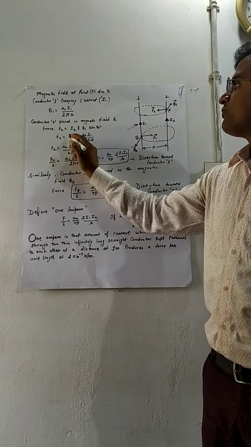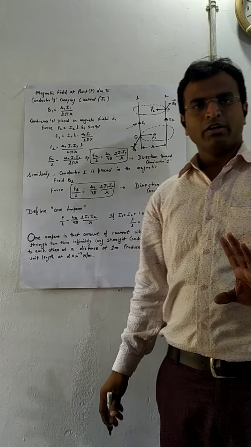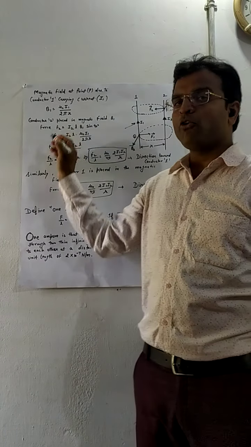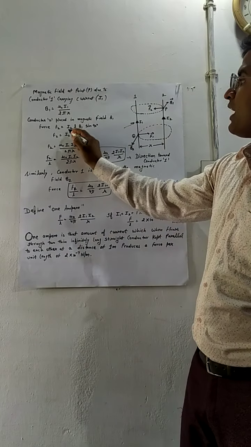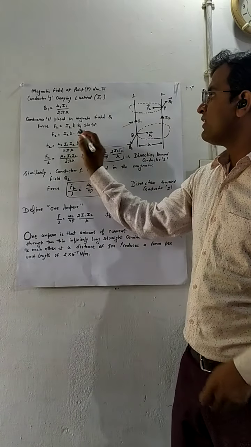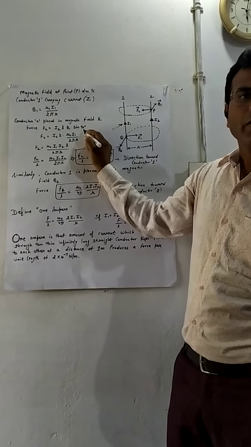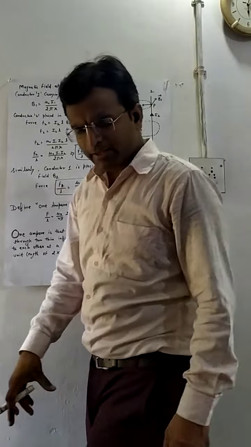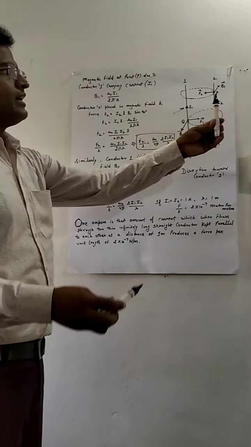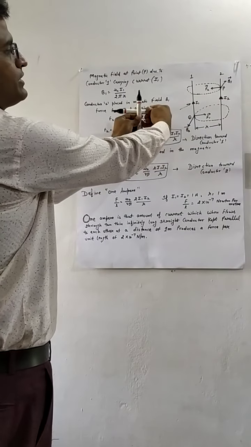We know the formula for force is ILB sin theta. The value of the force is F2, with current I2, L the length of the conductor, B1 the value of the magnetic field, and angle equal to 90 degrees. Okay, why is the angle 90 degrees? This is the direction of current, this is the direction of magnetic field. Both are perpendicular to each other.